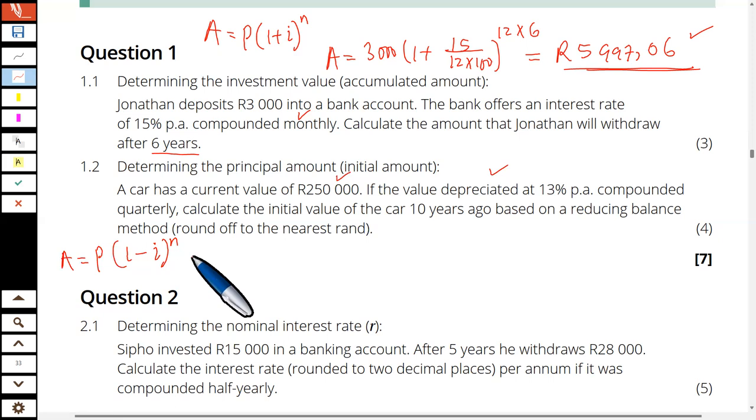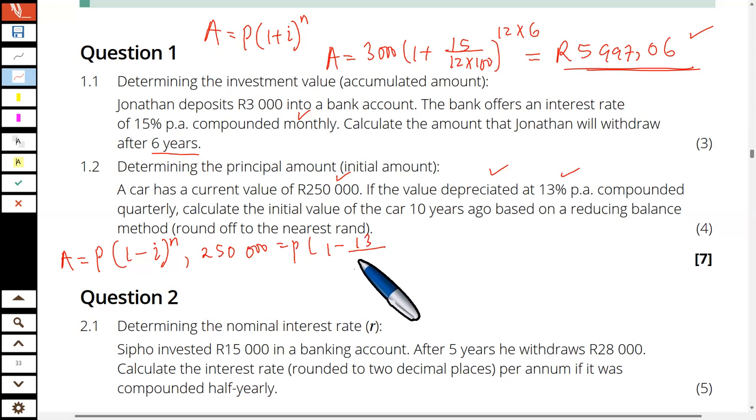Right, so now the principal amount. How much is the principal amount here? It's 250,000. The present value of the car is 250,000, which is A. It's P into 1 minus. What is the interest rate? It's 13% here. So you have 13 over, right?